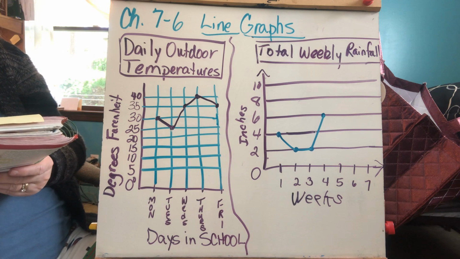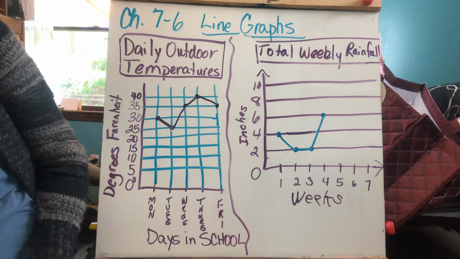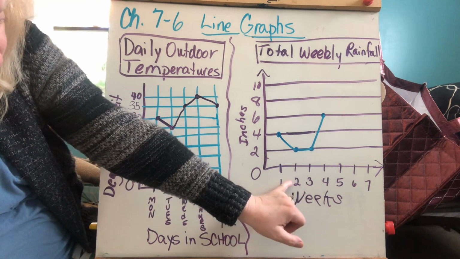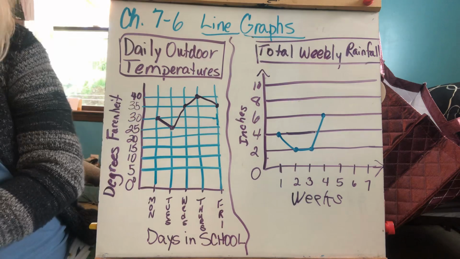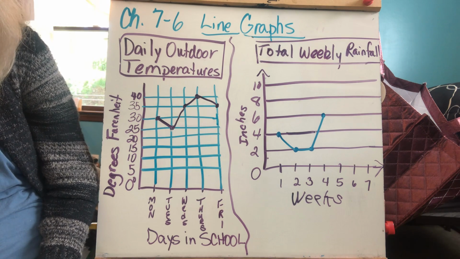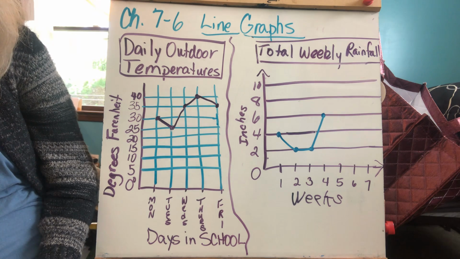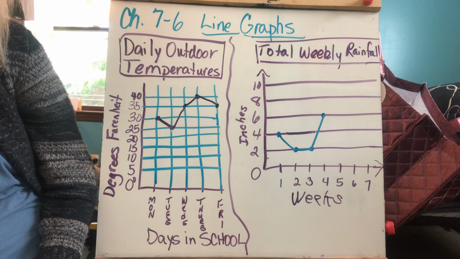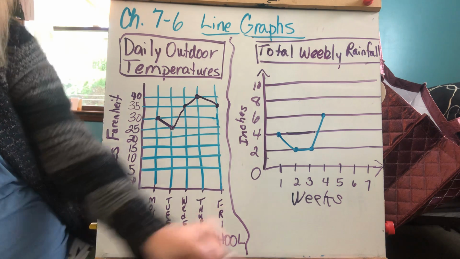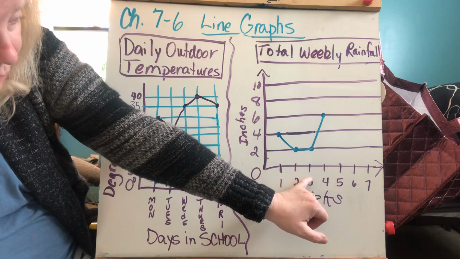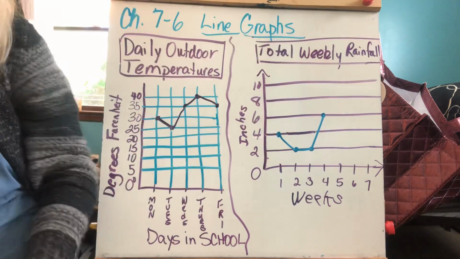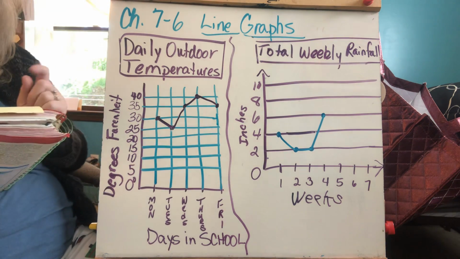Question 5, which weeks had 2 inches of rainfall? So let's find 2 inches. We have one here and one here, so it was week 2 and week 3. Number 6, between which 2 weeks was there an increase in rainfall? Between which weeks? Between weeks 3 and 4. And how do you know? Because the line segment goes up. So that means it's increasing.